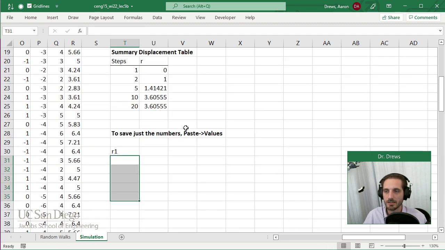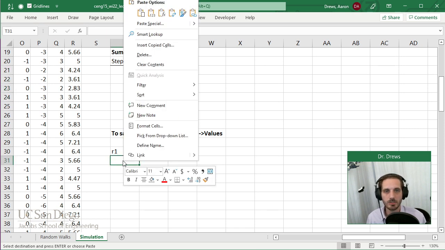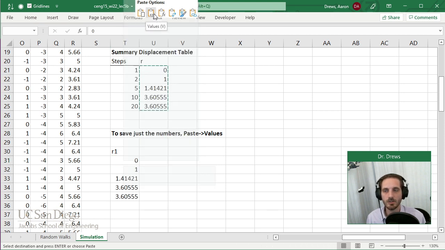So instead of that, if you highlight the values you want to keep, Control-C to copy them, then right-click where you want them to go and go up to the top under Paste Options, and you'll see an icon that looks like a clipboard with 1, 2, 3. That means go to the clipboard and paste the values that are on that clipboard and not their formulas.